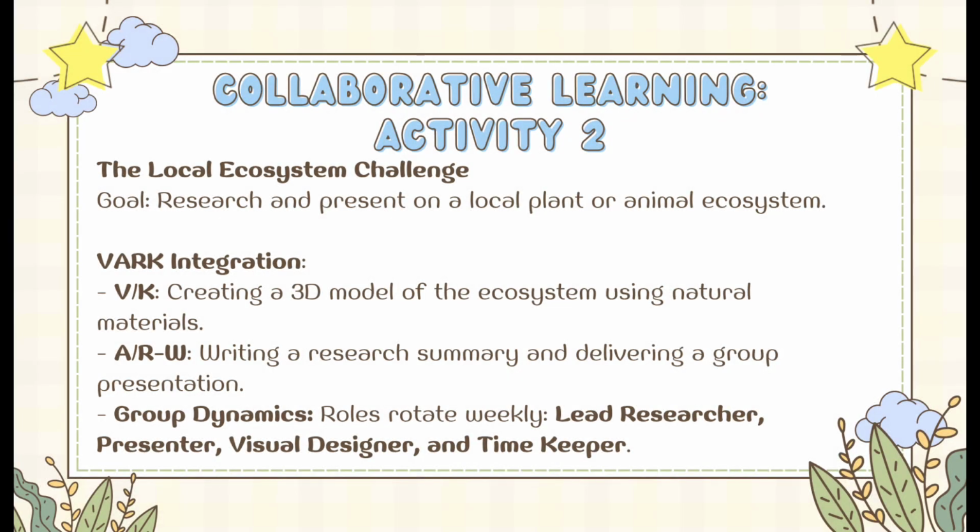Activity 2 is the Local Ecosystem Challenge. This project requires problem solving and caters equally to all learning styles. Students use kinesthetic and visual skills to construct a 3D model of the ecosystem. Simultaneously, they utilize reading or writing and auditory skills to prepare and deliver a group presentation summarizing their findings.